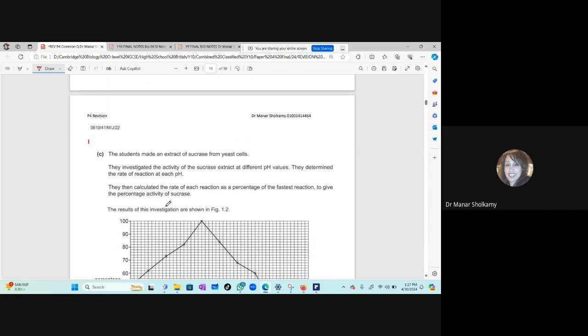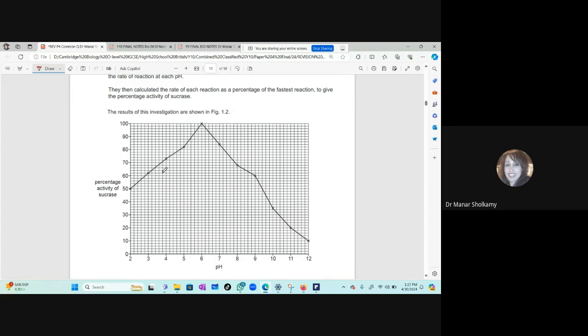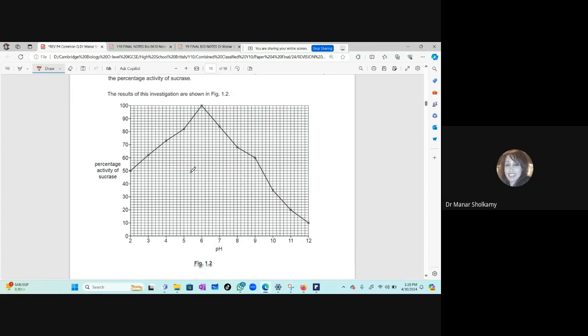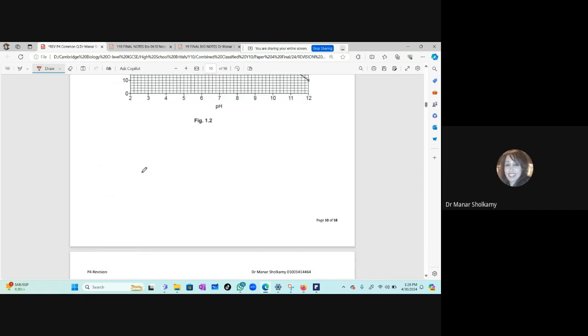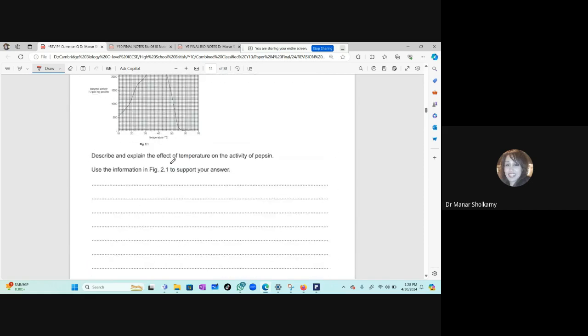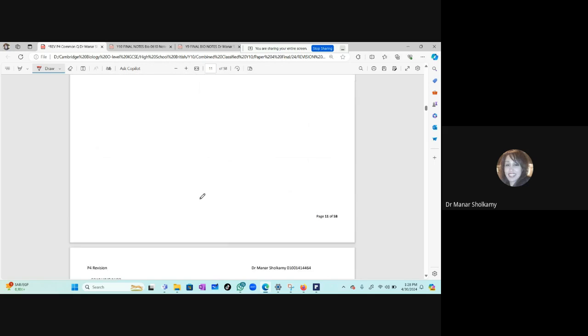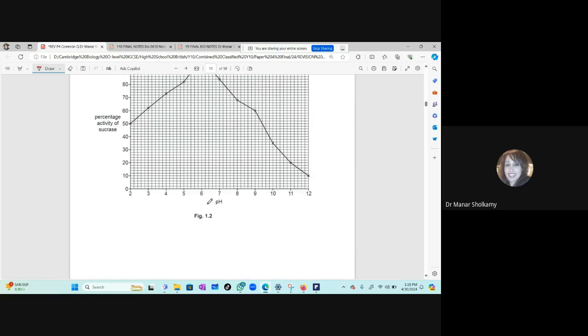Okay, I hope the difference between physical and chemical is clear. Now, this graph is very important. We talked about it 101 times, which is the effect of pH on enzyme activity. And the second one here, the effect of temperature on enzyme activity. This question is very common, more than common.